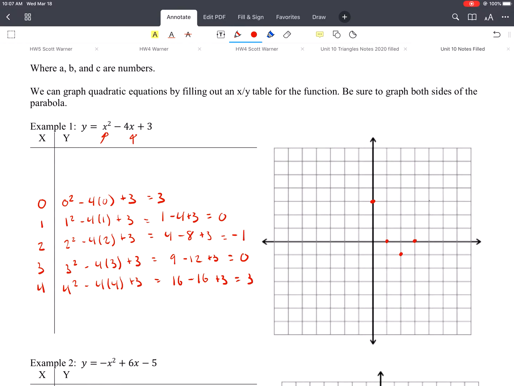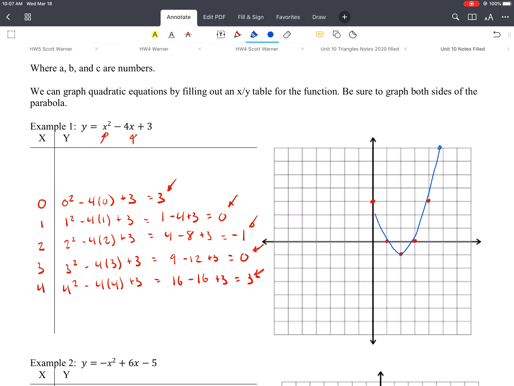Okay, so we can kind of see this pattern. It started at 3 here, and then it went to 0, and then it went to -1, and then it started going back, 0, and then 3. Okay, that's what quadratics do. They are symmetric. So once you get to the vertex, and we've talked about the vertex last time, it starts going back up again. Okay, so our quadratic is going to be something like this.